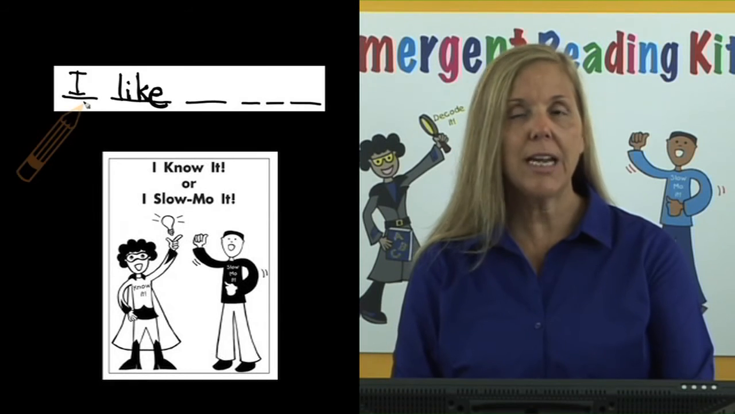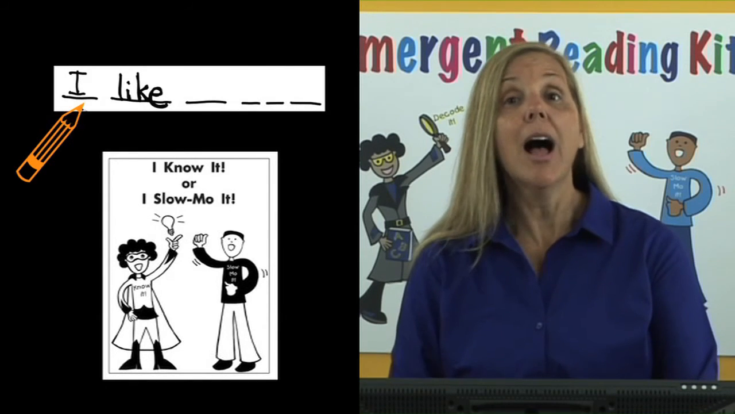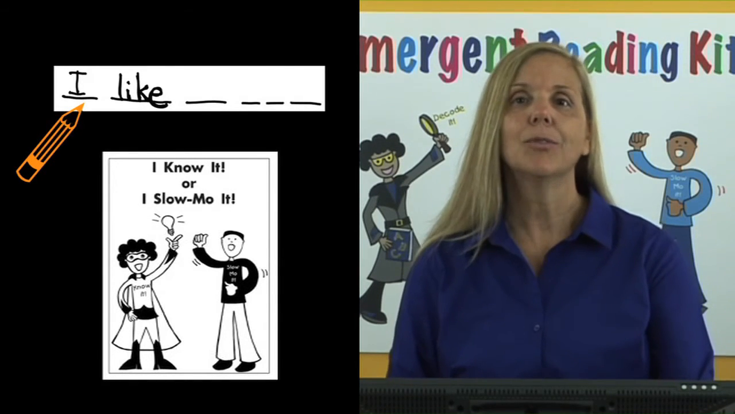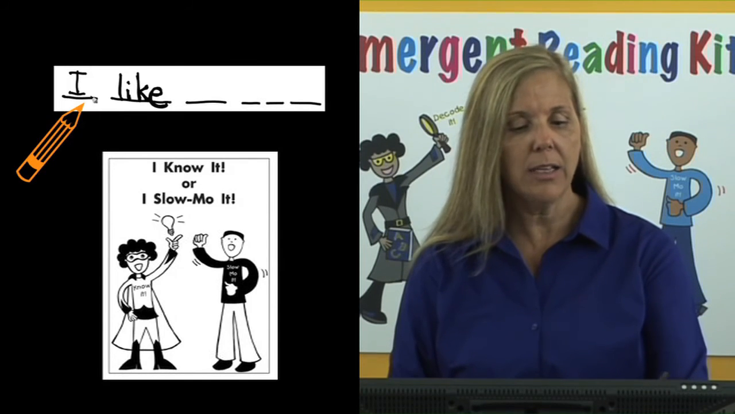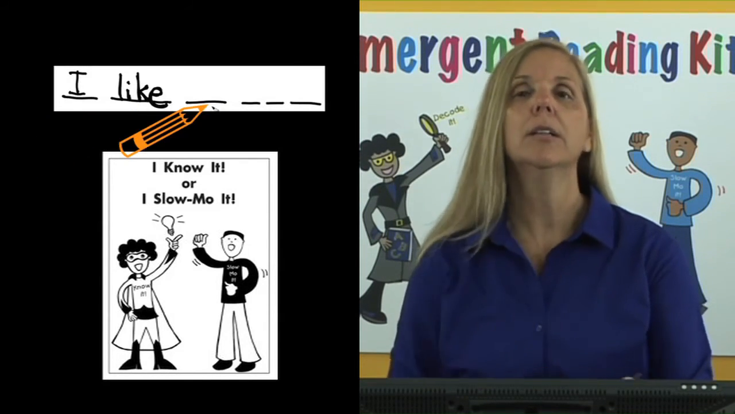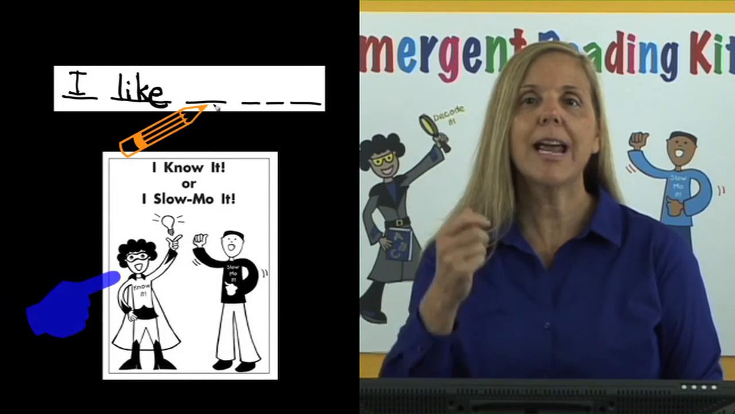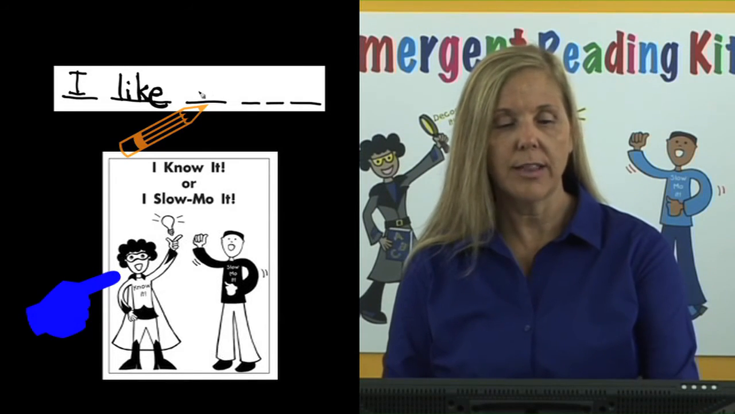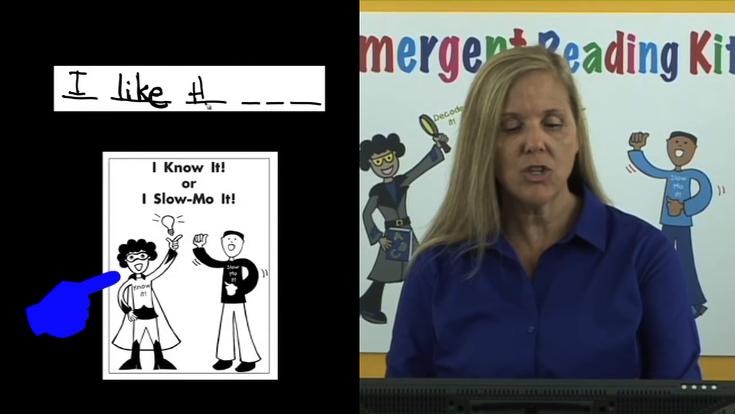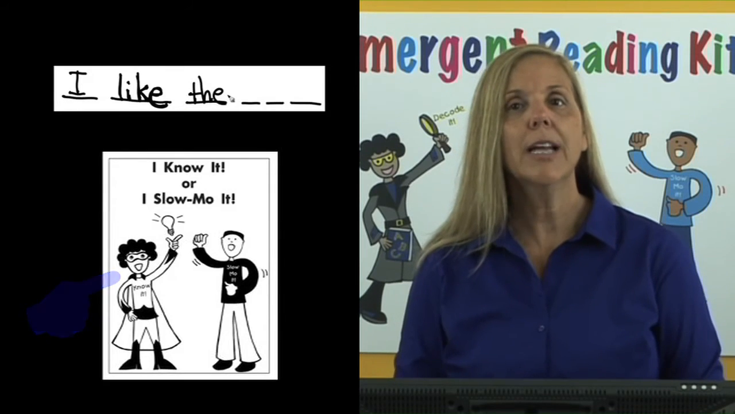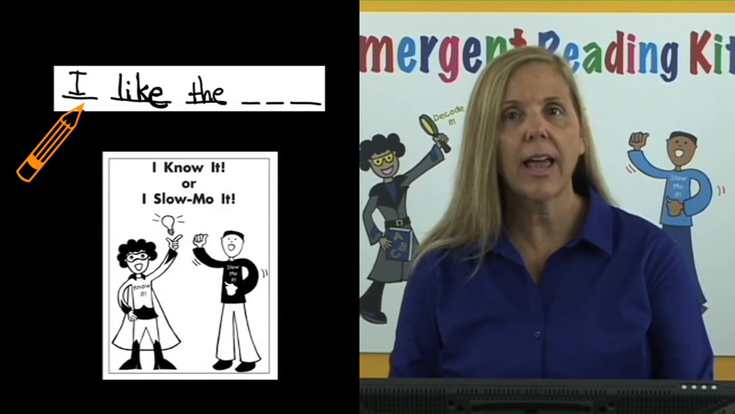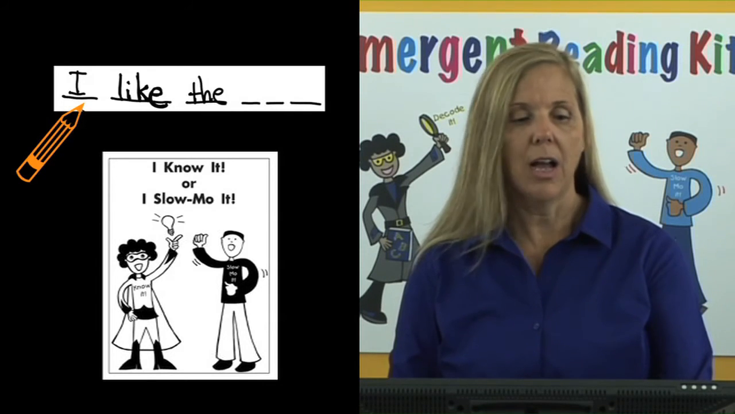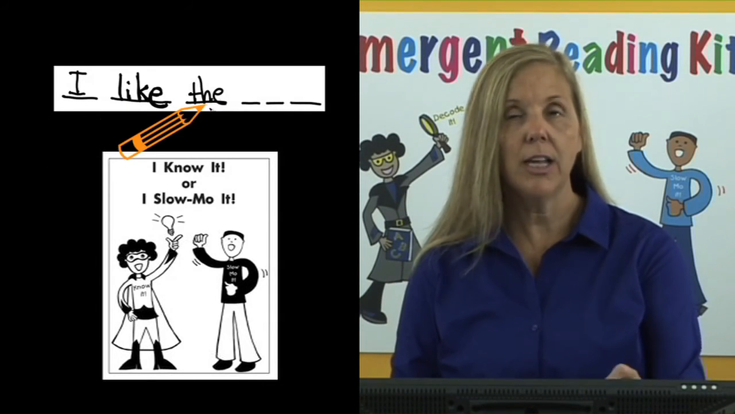Let's go back to the beginning. Say the sentence again. I like the mat. Ready? Hop with your pencil and touch each line. I like the. Stop. What kind of word? Snap word. Find it on your chart. Then they write it down. T-H-E. Go back to the beginning of the sentence. Say the sentence. I like the mat. Ready? I like the mat.